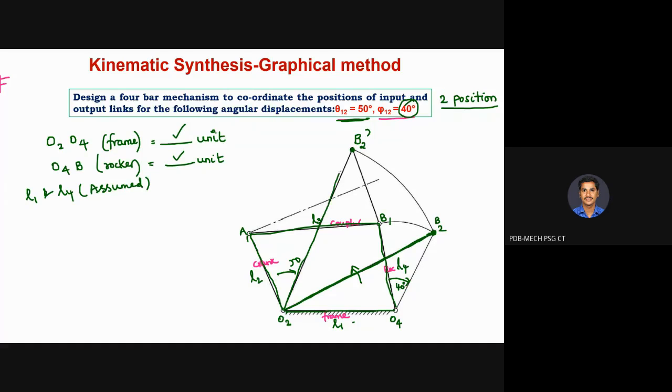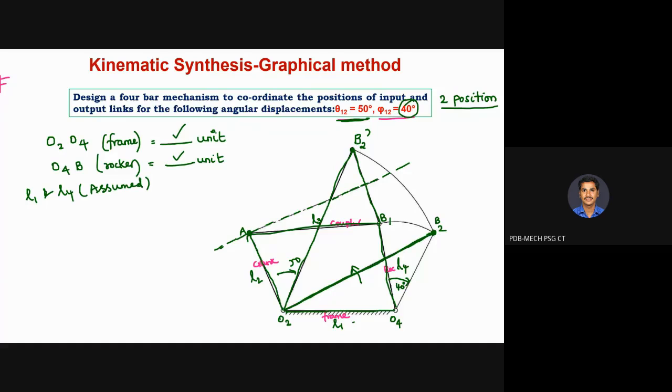After you connect O2 and B2 dash, what is the next step? B2 dash and B1 should be connected. Correct? Yes, sir. Now you have got the point. Actually, initially we do not know any dimension, so the point A1 does not exist yet. What you do is, you need to draw a mid normal. So along this mid normal, you can assume any point A.